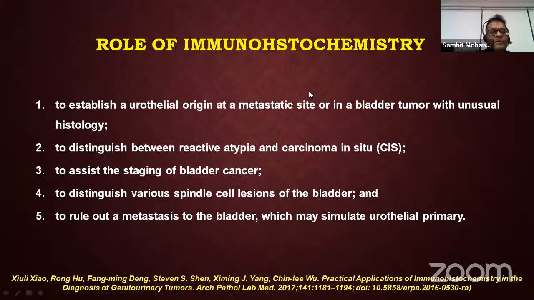So what is the role of immunohistochemistry? To establish the urothelial origin of a metastatic tumor, whether it is coming from the bladder or not, you need IHC. And GATA3 is a fairly good stain, and we can have uroplakin too. To distinguish reactive from CIS, to assist the staging of bladder cancer, to distinguish various spindle cell lesions of the bladder, and to rule out a metastasis to the bladder from elsewhere.